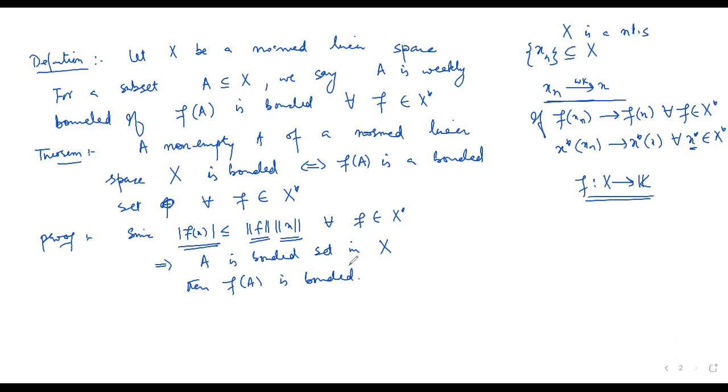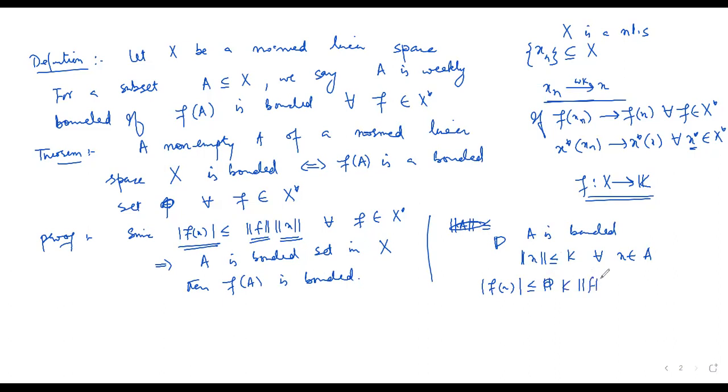Then f of A is bounded. By that I mean अगर A bounded है it means that norm of x is less than or equal to some k for all x belonging to A. But उसका मतलब है कि |f(x)| जो है वो less than or equal to k into norm of f for all x belonging to A. अब ये कोई नंबर है फिक्स्ड which means that f of A जो है is bounded.